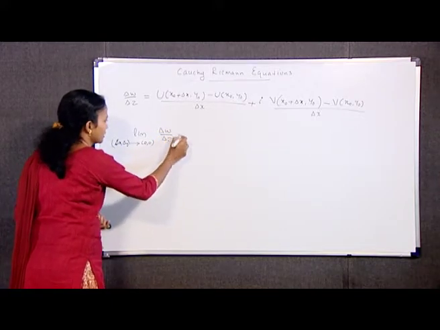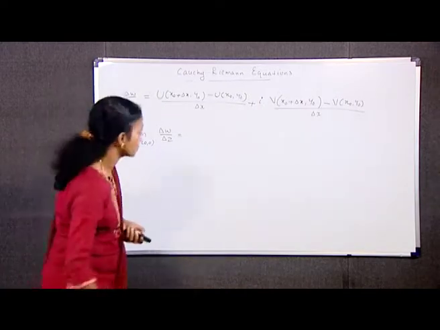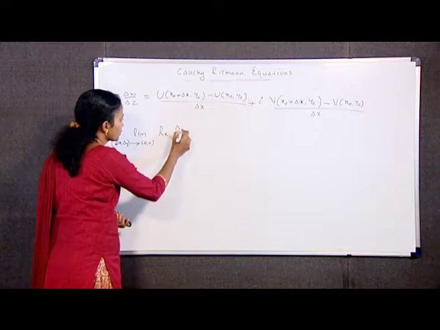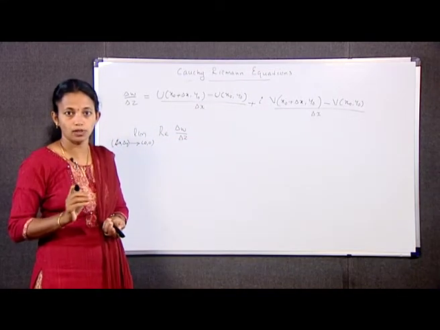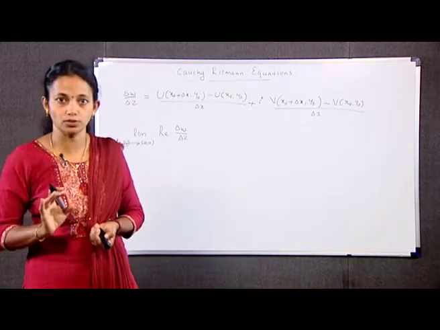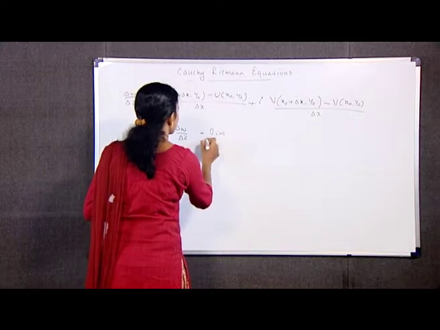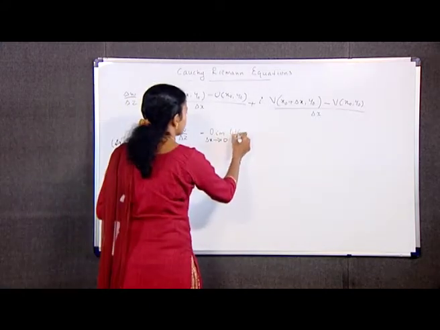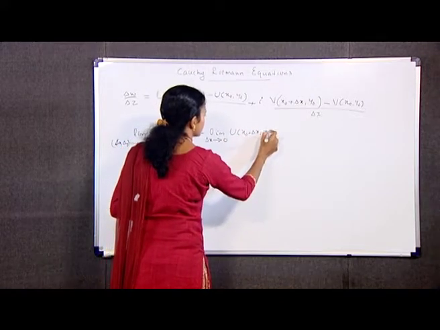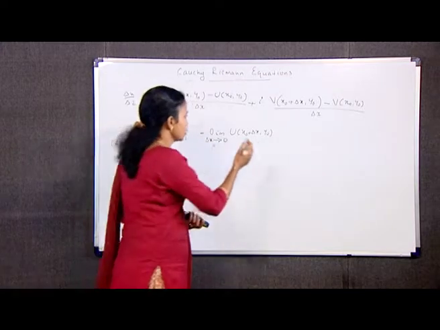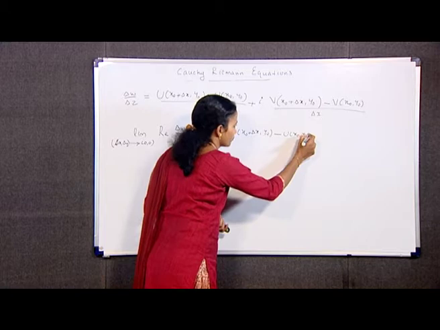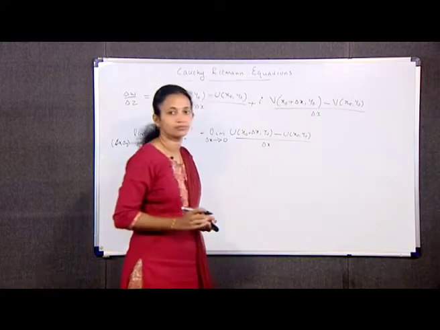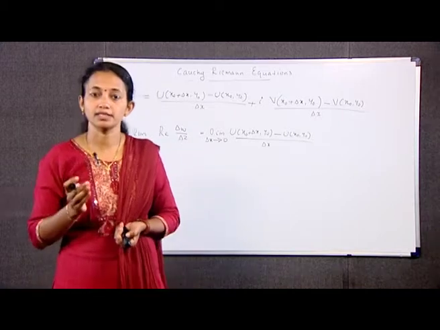Delta w by delta z becomes the real part of delta w by delta z, as delta x, delta y tend to 0, 0. This equals the limit as delta x tends to 0 of [u(x0 + delta x, y0) - u(x0, y0)] by delta x, which is equal to ux(x0, y0).